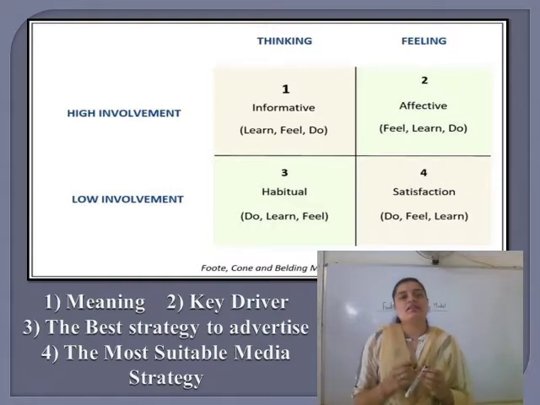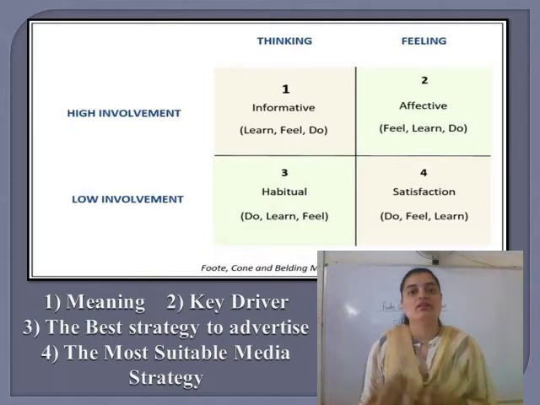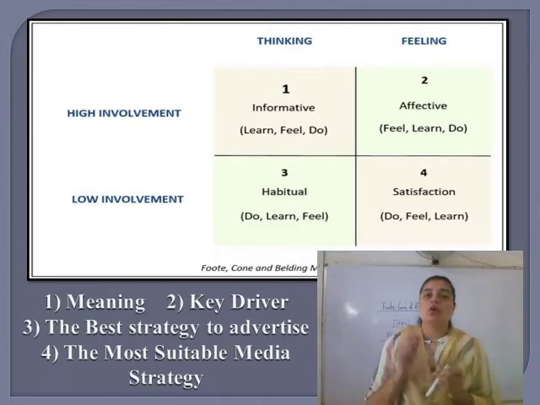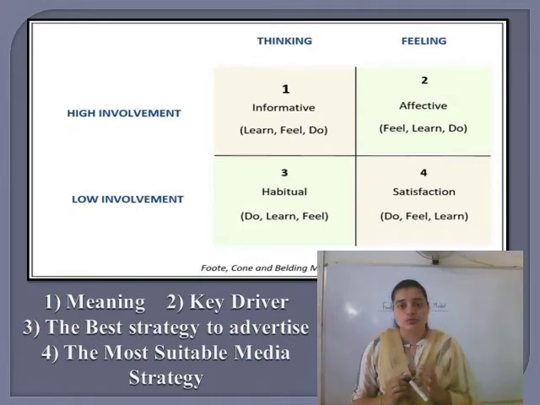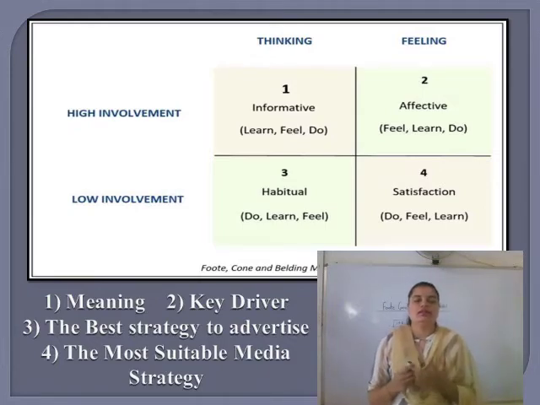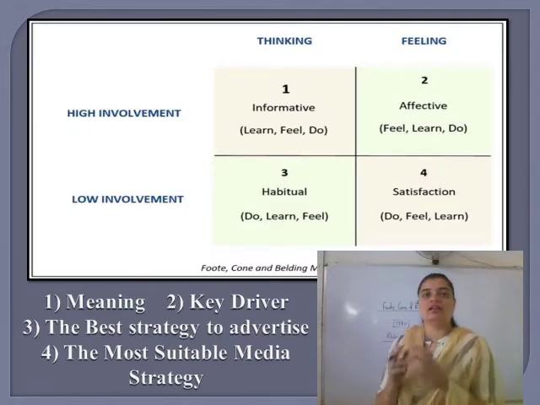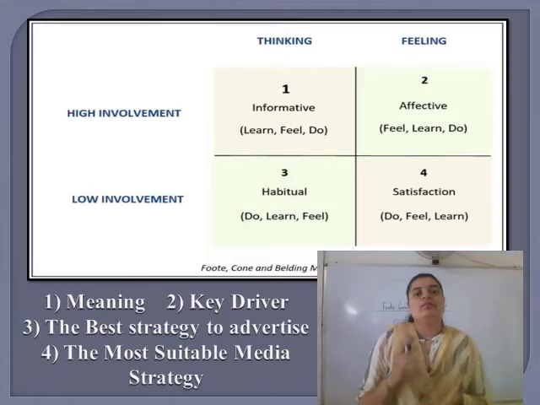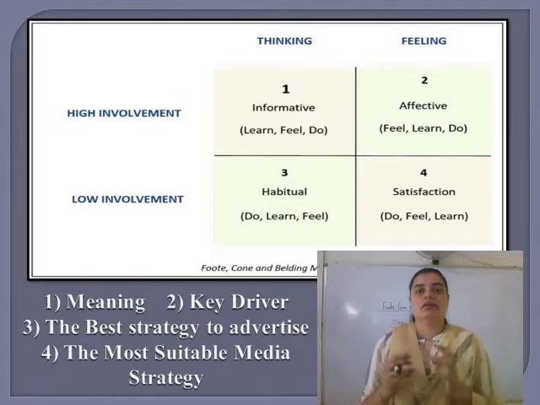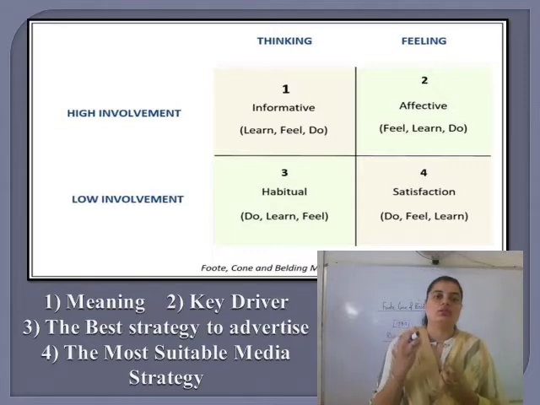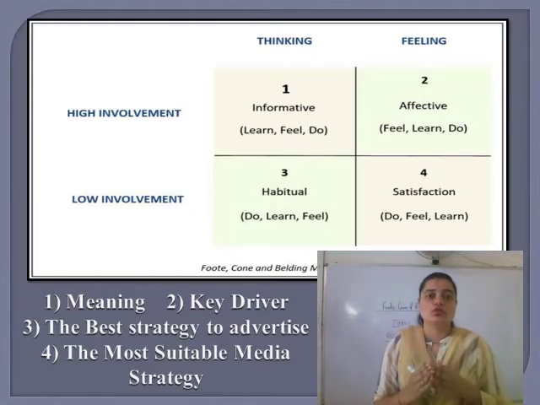Now, what will be the key driver in quadrant number 1? Demonstration acts as the key driver in quadrant number 1. The quality exhibited in quadrant 1 is learn, feel and do. Now, what will be the best strategy to advertise your product which lies under this particular quadrant? The best strategy will be to provide the customer the complete information about the product, which has to include the particular demonstrations too.